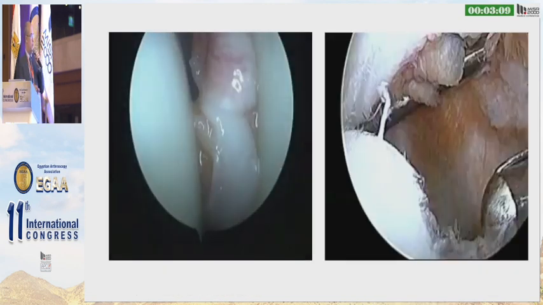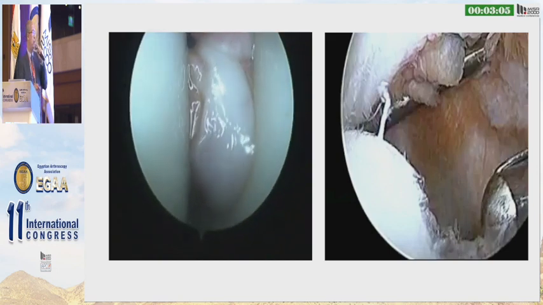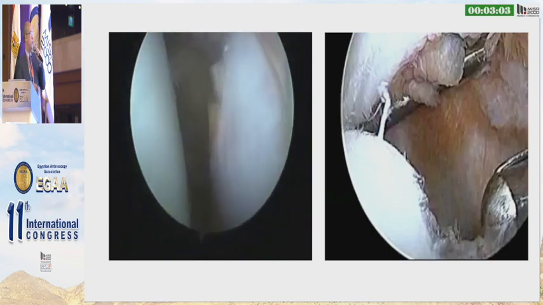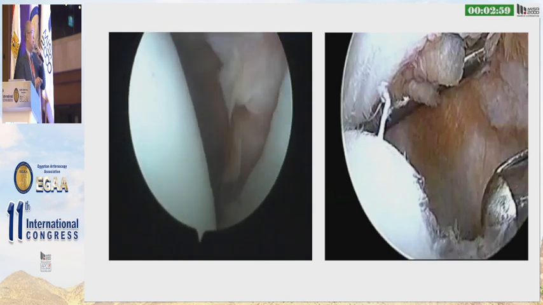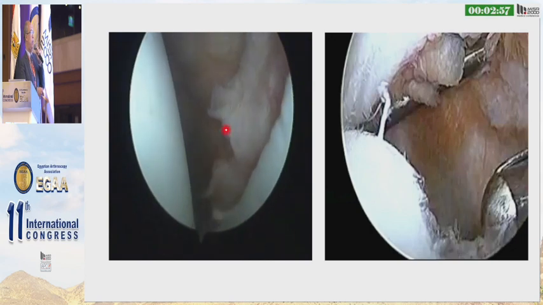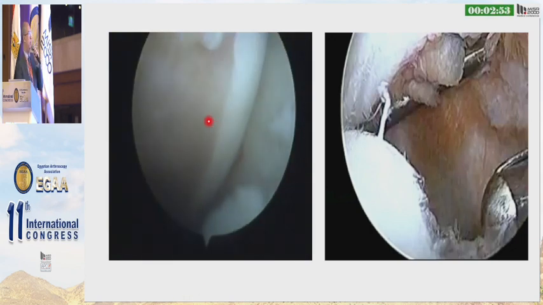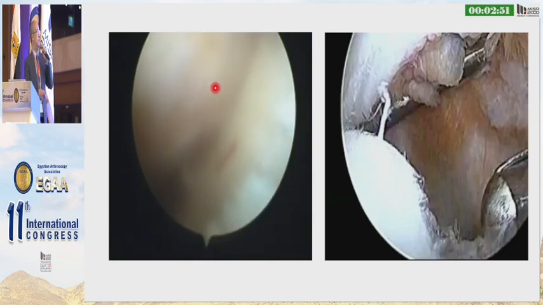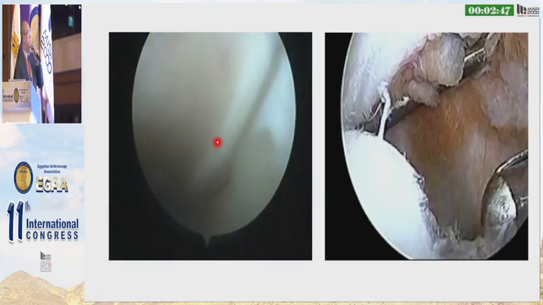This is the dry scope for the patient, and here, after starting the irrigation with saline, the lesion is clearly apparent at the anteroinferior glenoid labrum, which is the classical Bankart, and here is the humeral head Hill-Sachs lesion engaging the anterior glenoid labrum intraoperatively.